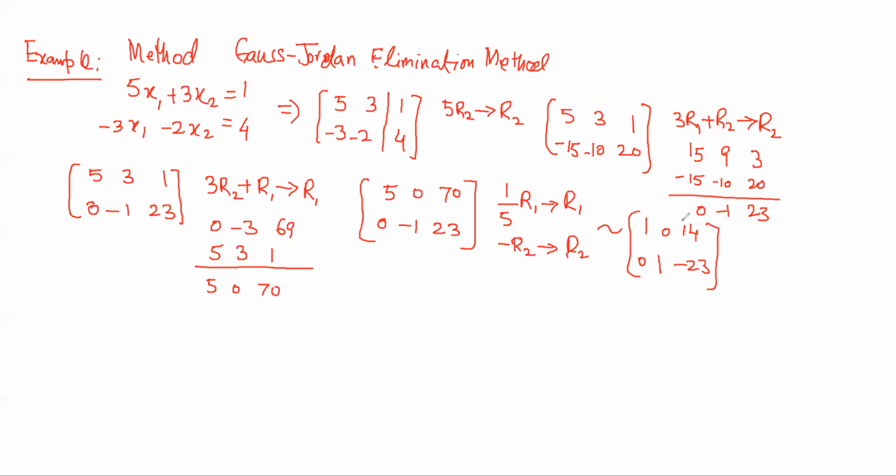So now we can transform this system into the equation format. So it will be x1 is equal to 14, and then the second one is x2 is equal to minus 23. So here you can see that we actually have got the answer directly. Okay, we have directly got the answer by this Gauss-Jordan elimination method. So this is the only difference between the Gauss elimination method and the Gauss-Jordan elimination method.